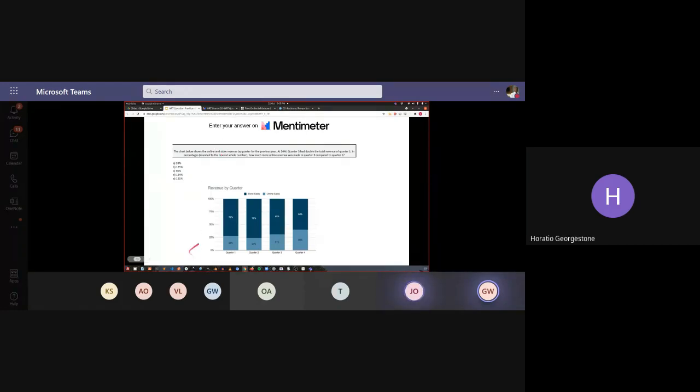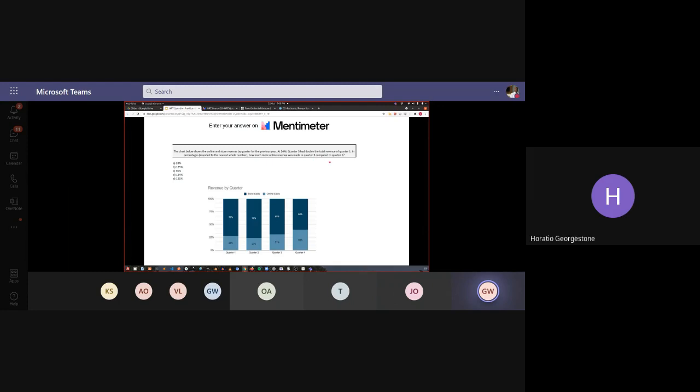So the chart below shows the online and store revenue by quarter for the previous year. At $4 million, quarter 3 had double the total revenue of quarter 1. So this is quarter 3 here. This is quarter 1. In percentages, rounded to the nearest whole number, how much more online revenue was made in quarter 3 compared to quarter 1?